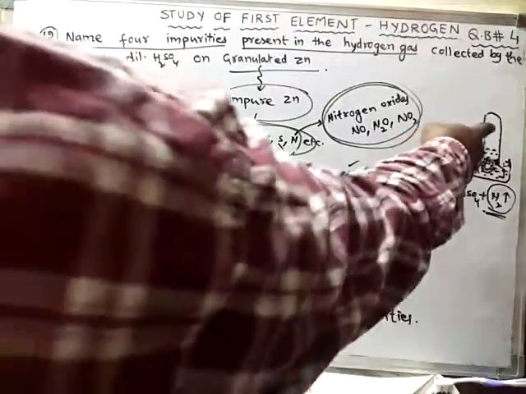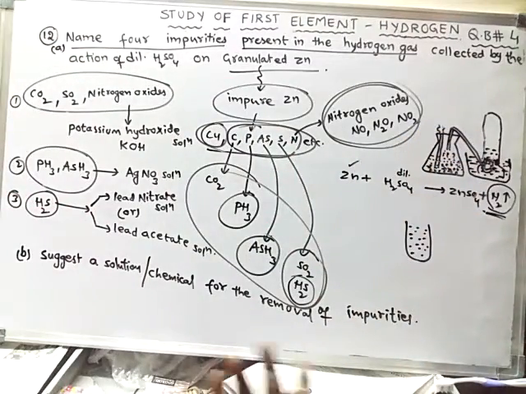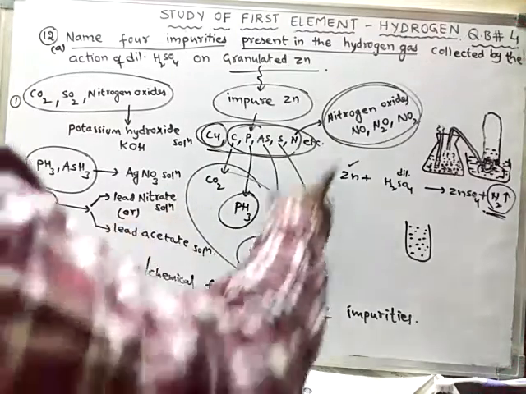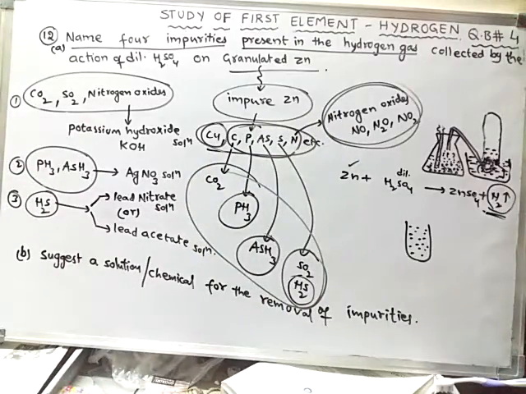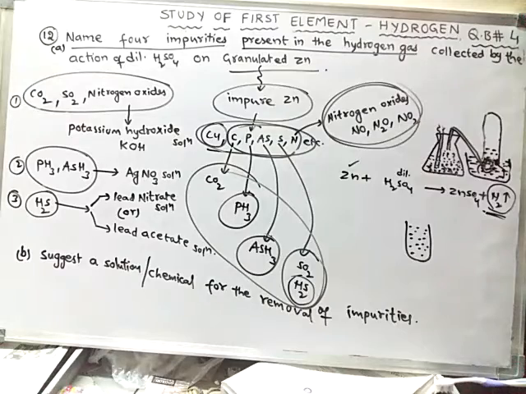So we have to convert that impure hydrogen gas into pure hydrogen gas. How to convert the impure hydrogen gas into pure hydrogen gas? If you remove the impurities, then it will be converted into pure hydrogen gas. So how to remove the impurities? These impurities can be removed by using different solutions. Different impurities will dissolve in different solutions.